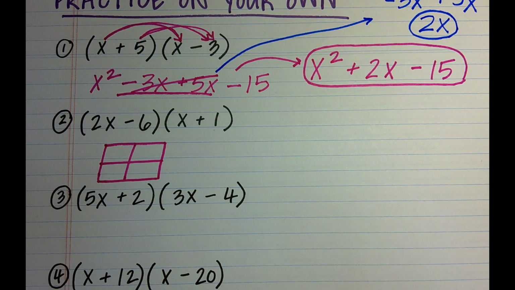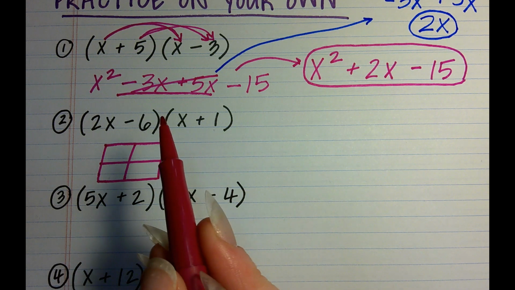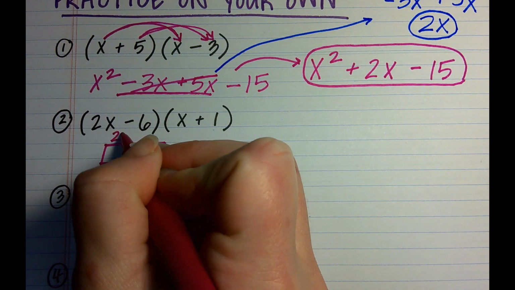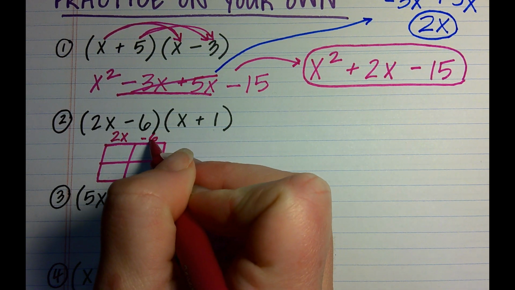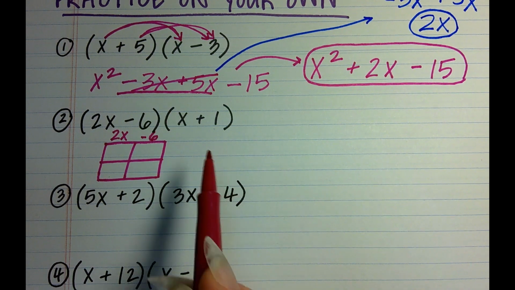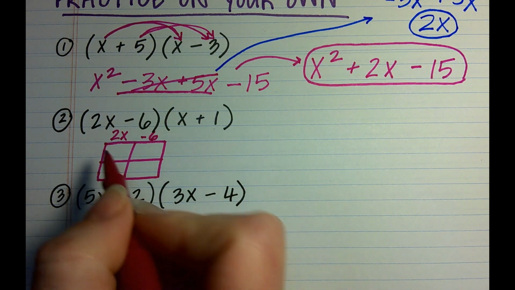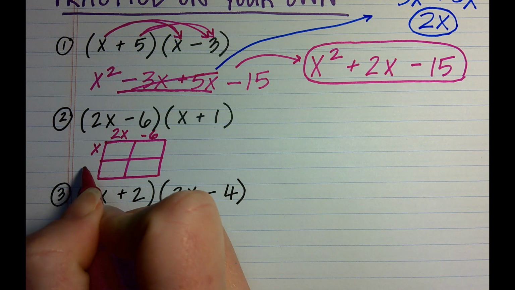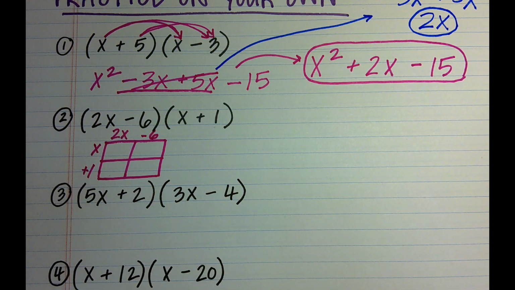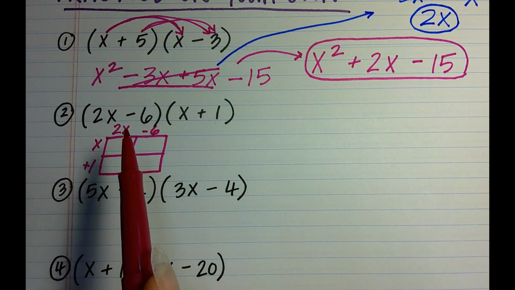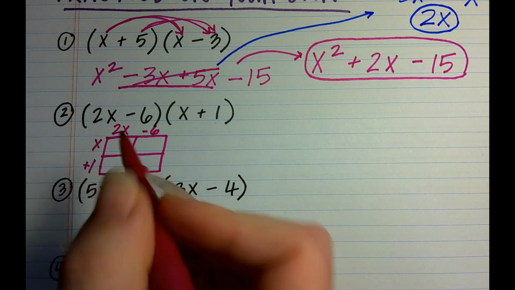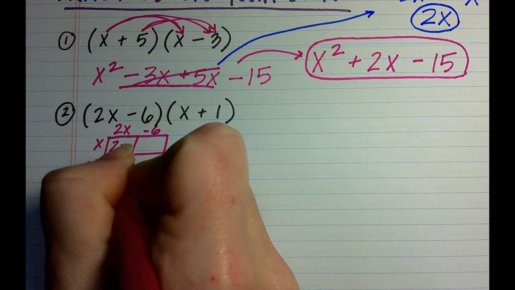Anybody? It's going to be 2x on top and then -6. Good. 2x minus 6 goes on top. And then down the side it's going to be x and then +1. Perfect. Down the side we'll write x plus 1. So it's going to be 2x squared. Good. 2x times x is 2x squared.